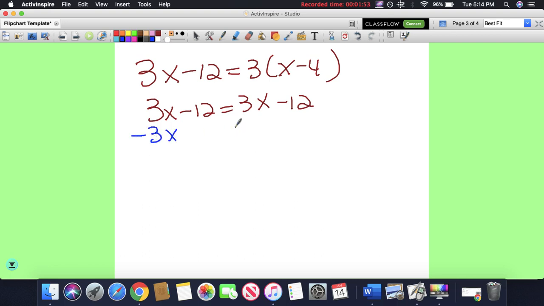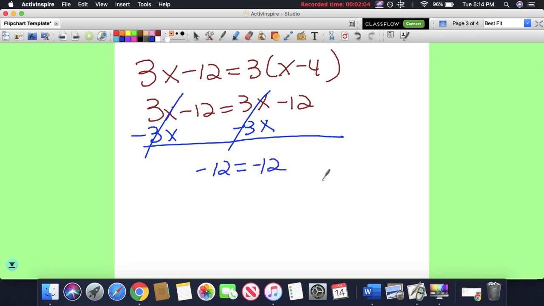So let's get rid of this one. But notice what happens here. This goes away, and this also goes away. So my variables are gone, and I get something that looks like this. Now, what does that mean? This means that there is an infinite number of solutions that's going to make the equation true. So the solution would be all real numbers. And I'm going to explain why.